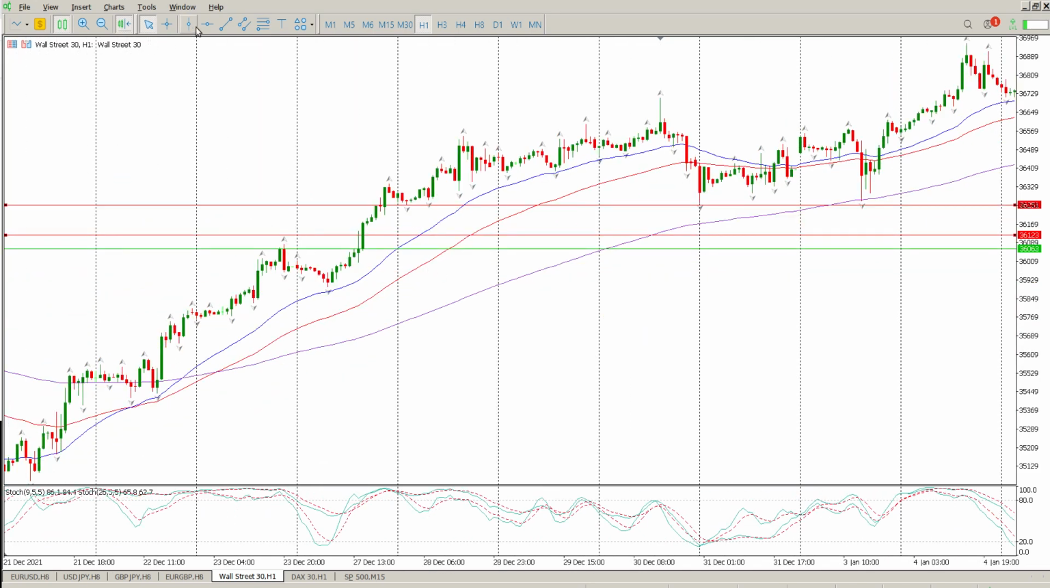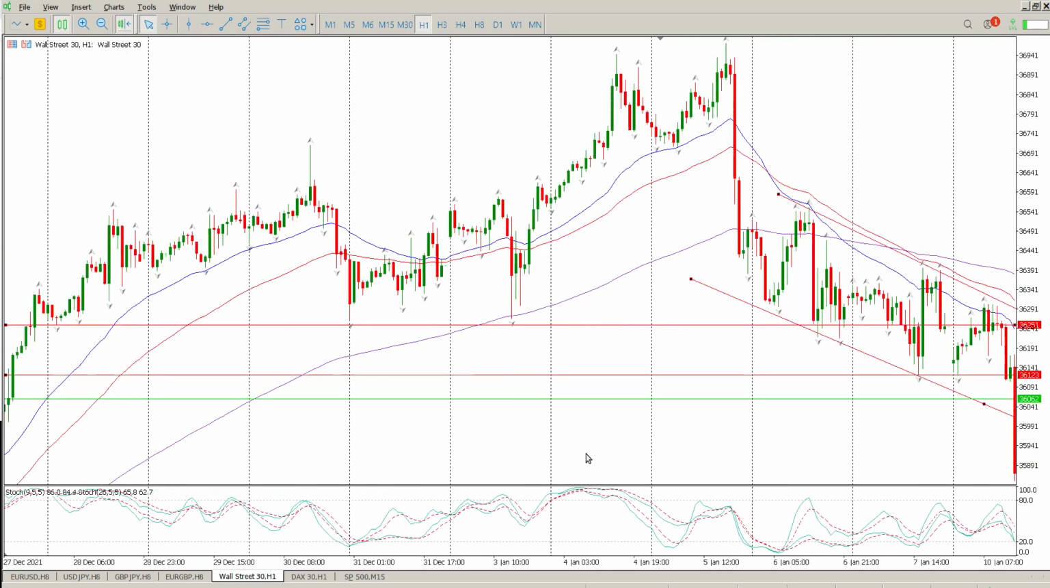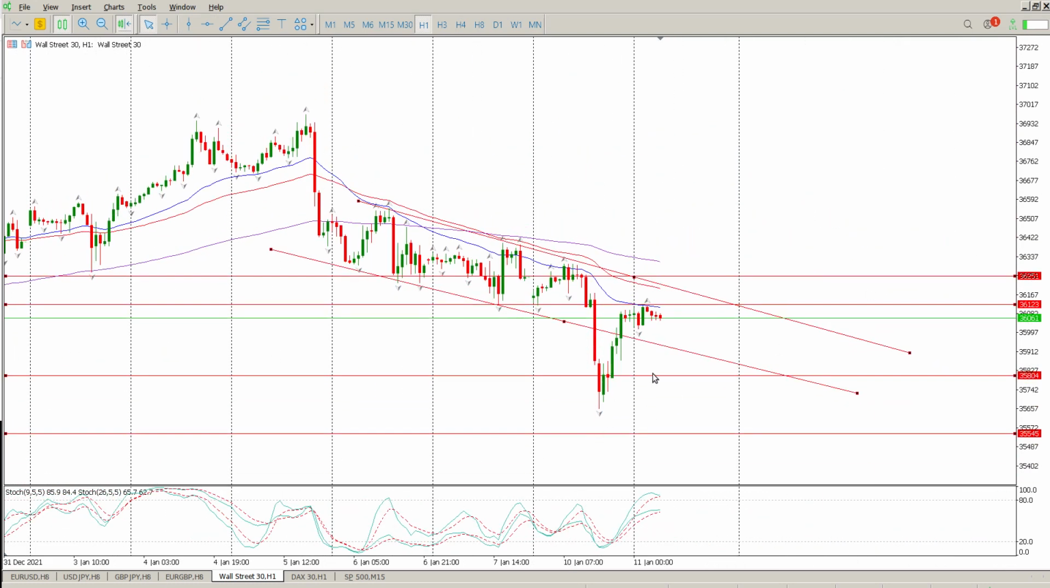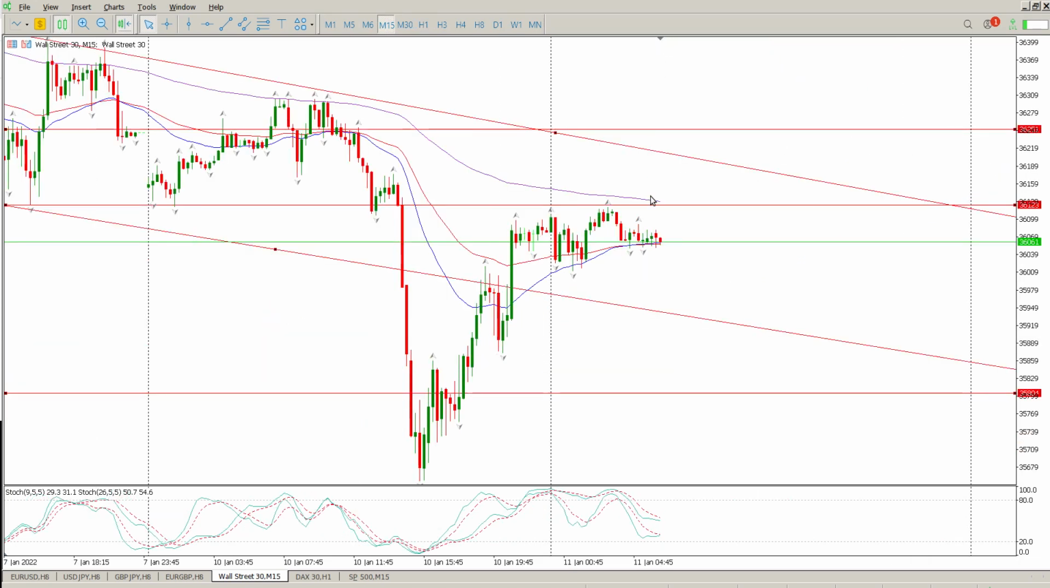The problem is that we don't really have much structure to the downside. I think this is the closest bit of structure, and then you have a fairly strong bit of structure down here. If I come back to this, you'll see that bit of structure we bounced off. This one we didn't really get to. So I would be looking at the pullback and see where the pullback comes to. If we start getting bullish price action, then I would be looking at opportunities to be long. Bear in mind, you've got noise coming out tomorrow.